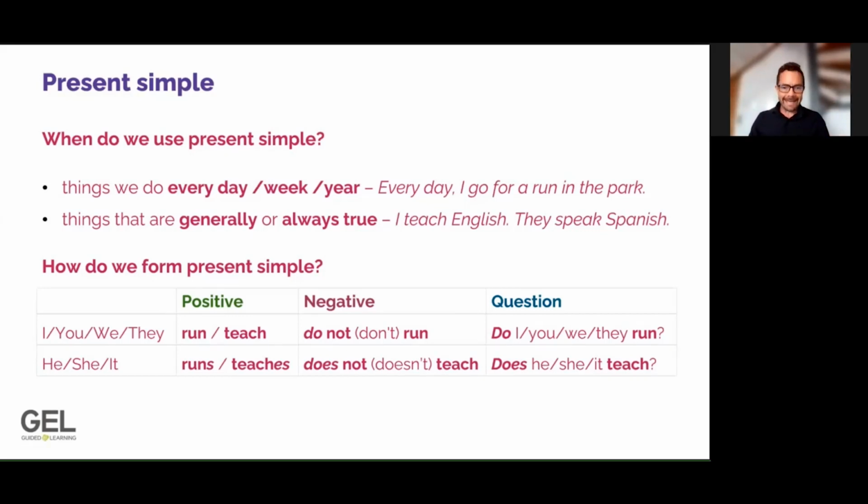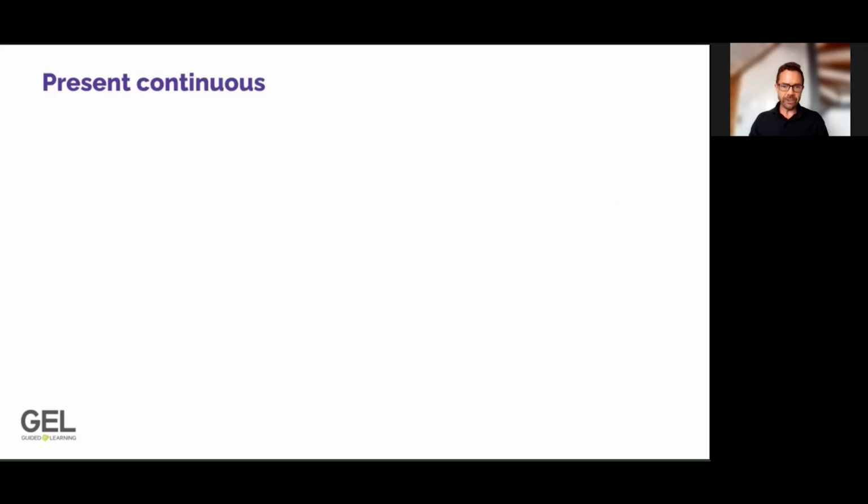Now, with he, she, and it, we use the verb, but we add an S on the end of the verb. So we would say he runs, she runs, it teaches. In the negative form, we would use does not. And very often this is contracted to doesn't, she doesn't teach, it doesn't teach, and so on. And lastly, in the question form, we begin with does followed by the pronoun or the person. So does he teach? Does she teach? And so on. Now, let's contrast this with present continuous.